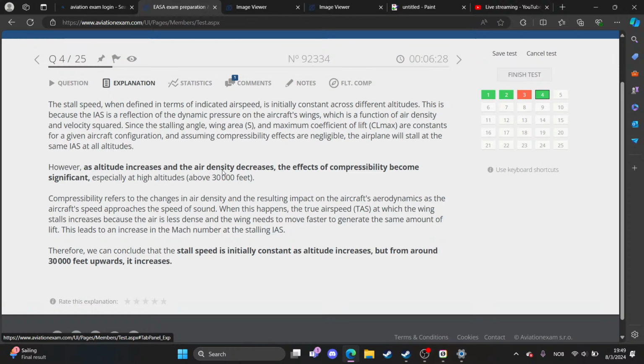However, as the altitude increases and air density decreases, the effect of compressibility begins near 30,000 feet. When this happens, as the aircraft speed approaches the speed of sound, the true airspeed at which the wing stalls increases, because the air is less dense and the wing needs to move faster to generate the same amount of lift. So there is an increase in Mach number and stalling indicated airspeed. Therefore, we can conclude that stall speed is initially constant with altitude, but around 30,000 feet and upward it increases.